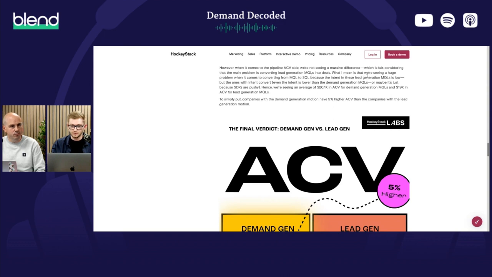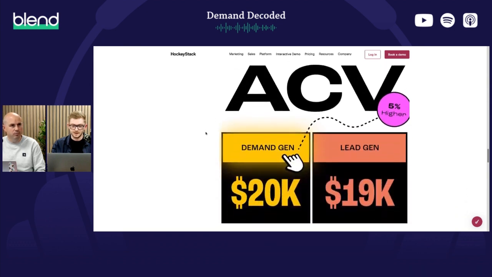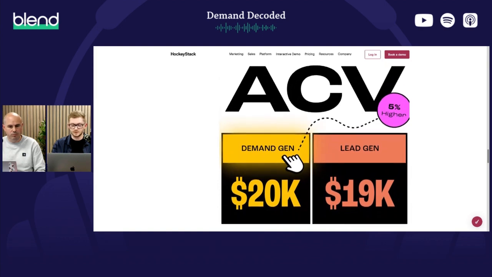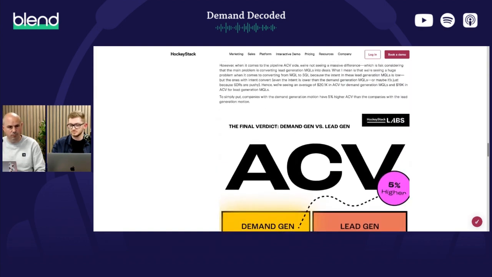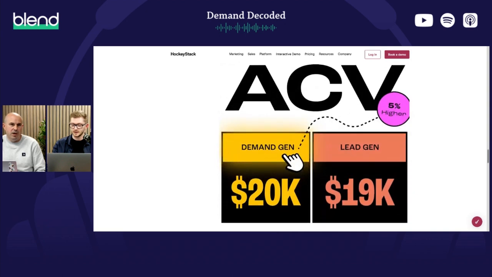So on the demand gen side, the ACV is 20K. On lead generation, it's 19K. So fairly similar there. Yeah, I mean, when you take a large sample size and product prices that don't change dramatically customer to customer, which in a lot of these businesses we can assume they don't, unsurprising, I think, to me, that the ACV remains relatively static.